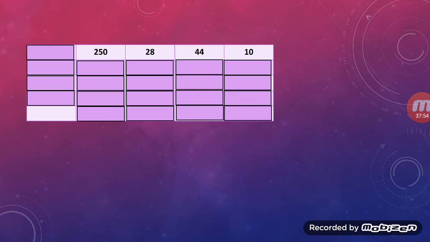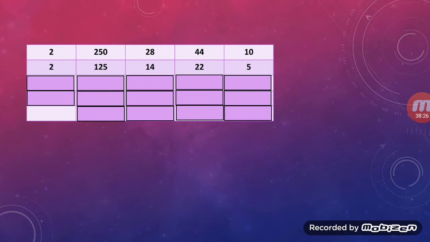Now we're going to look at our final example for this. We have 250, 28, 44, and 10. So once again, even though the first number is an exceptionally high one, we're going to look at the first number that is divisible by it. So in this case, 2. So divided by 2, 250 gives 125, we have 14, we have 22, and we have 5.